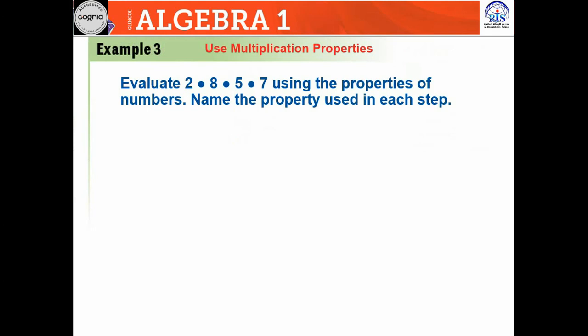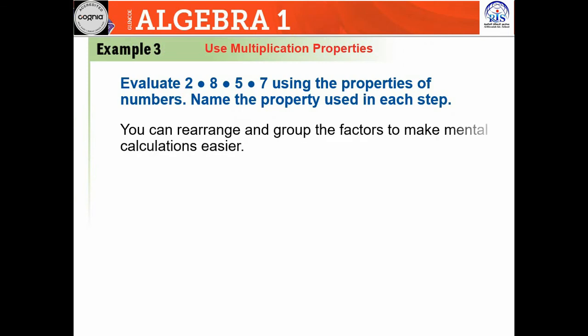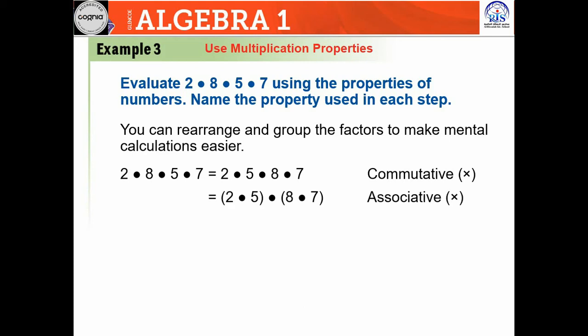Use multiplicative property. Evaluate 2 times 8 times 5 times 7 using the properties of numbers. Name the property used in each step. First, I can arrange the numbers to make multiplication easier. 2 times 8 times 5 times 7, I can make it 2 times 5 times 8 times 7, because 2 times 5 equals 10. Then multiplication will be easier. This is called commutative property of multiplication.